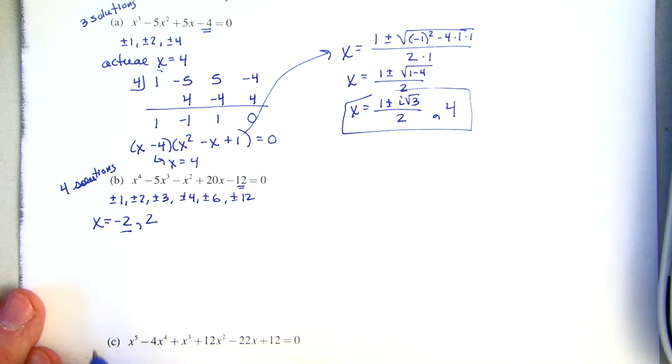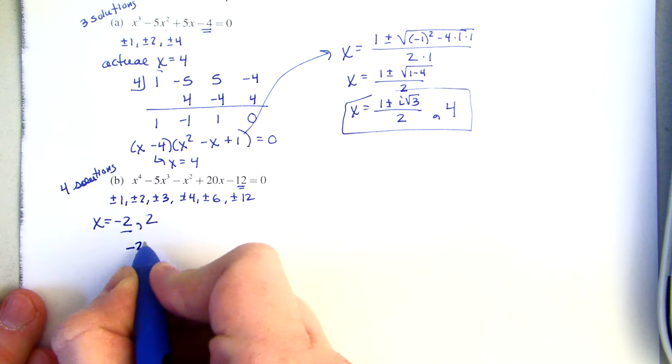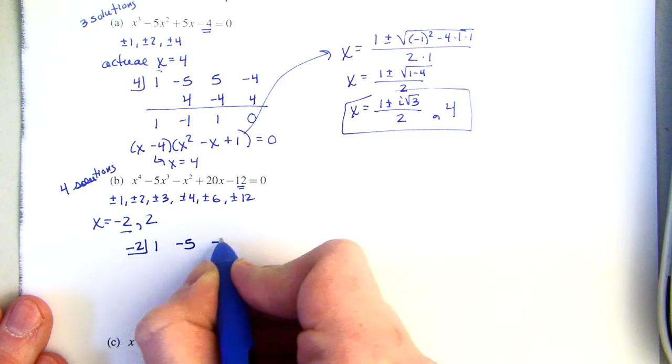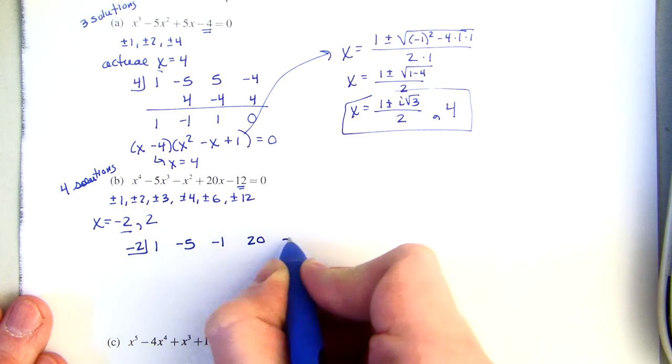Let me deal with -2. I'm going to divide by x plus 2, the factor that gives me -2 as an answer. 1, -5, -1, 20, -12.